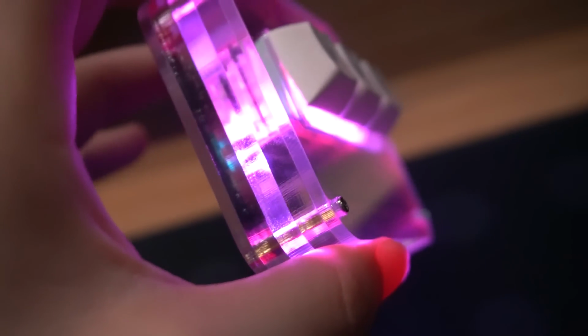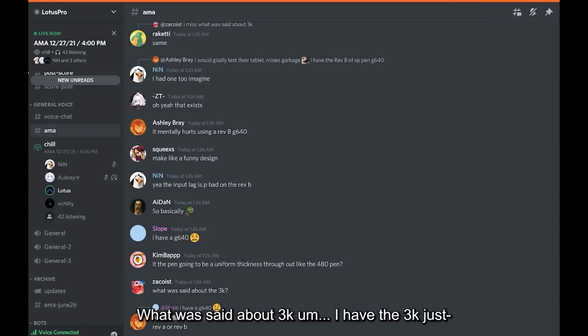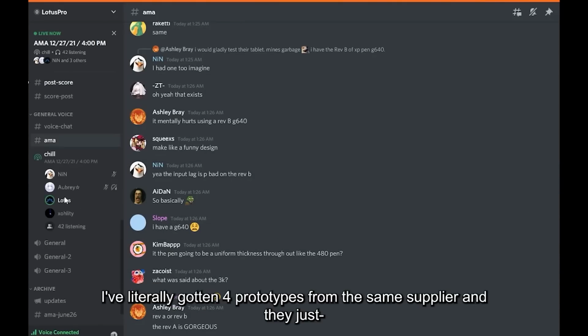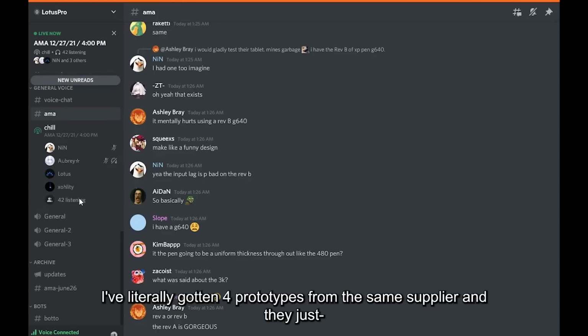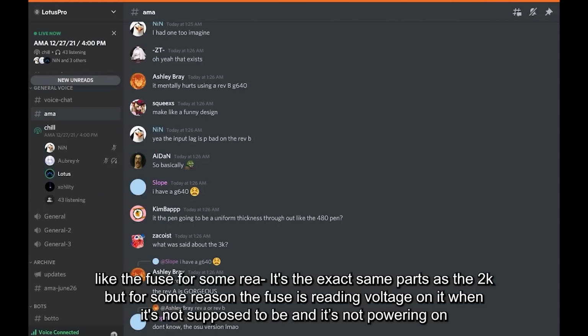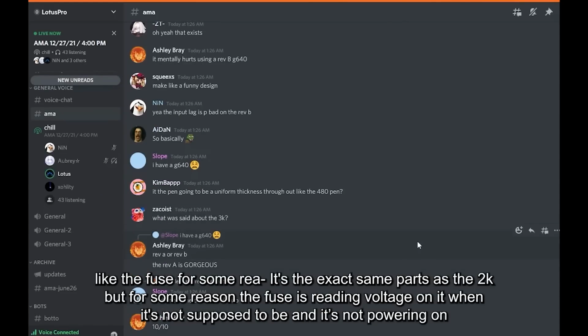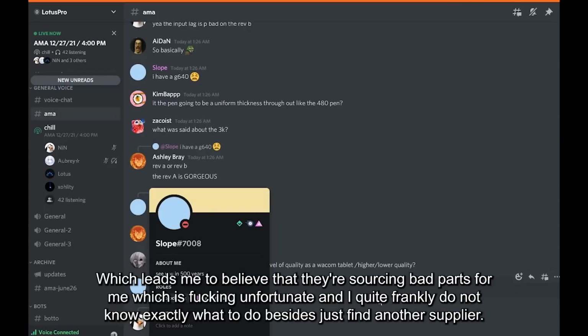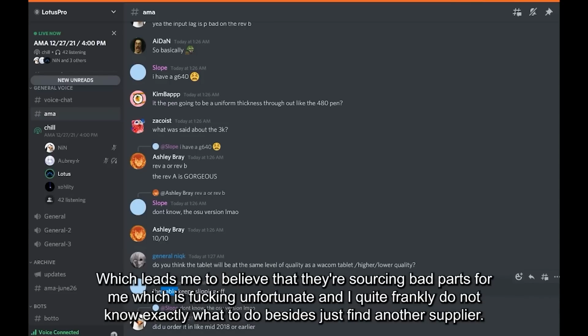The whole excuse that Chris loves using, you know, it's not working because of bad parts. I've literally gotten 4 prototypes from the same supplier, and they just, I don't know. Like, the 3K is the exact same parts as the 2K, but for some reason the fuse is reading voltage on it when it's not supposed to be, and it's not powering on, which leads me to believe that they're sourcing bad parts for me, which is unfortunate. And I, quite frankly, do not know exactly what to do besides just find another supplier.